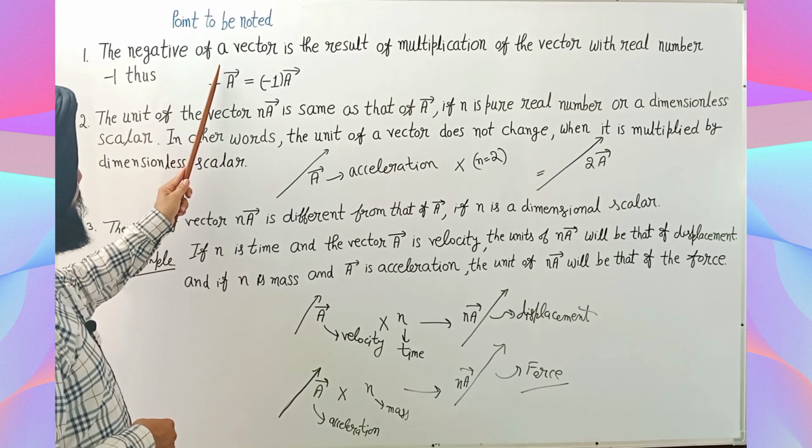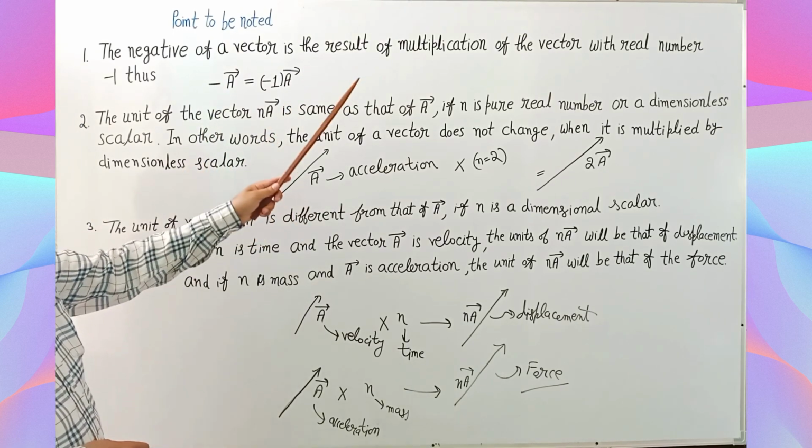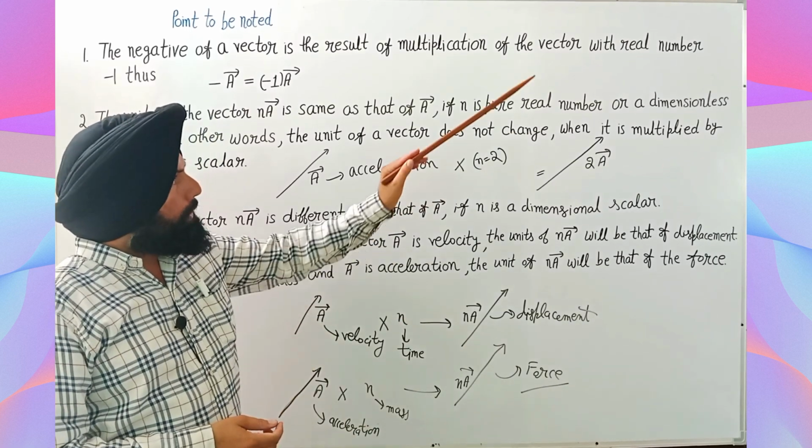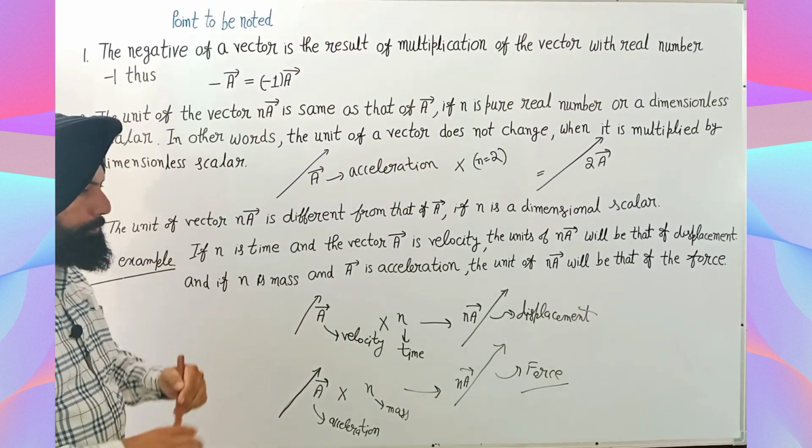The negative of a vector is the result of multiplication of the vector with the real number minus 1.